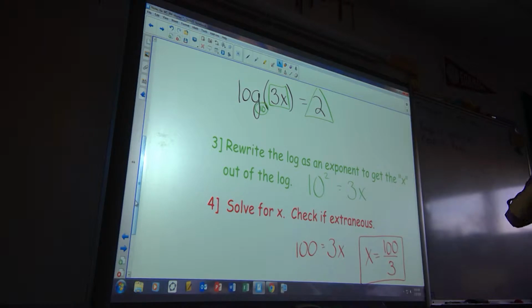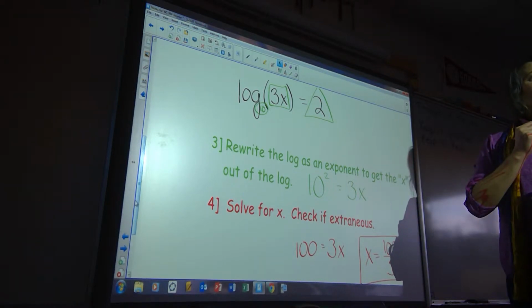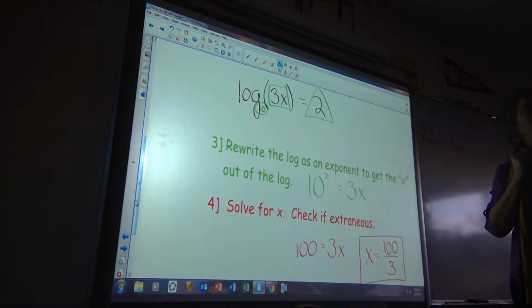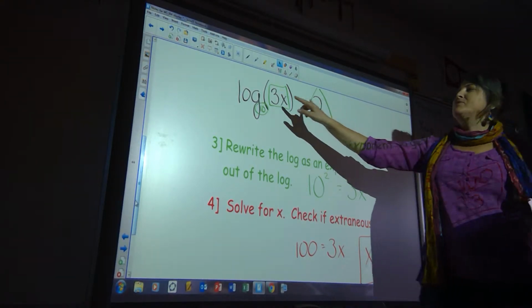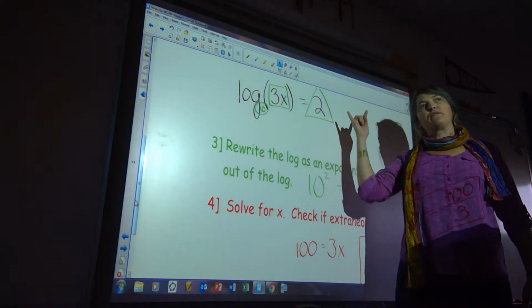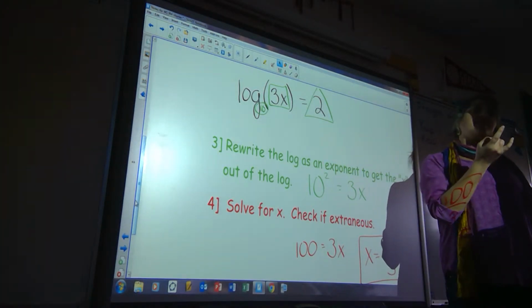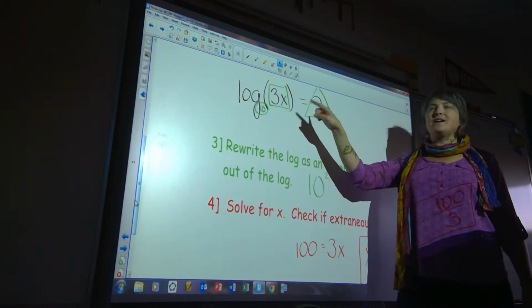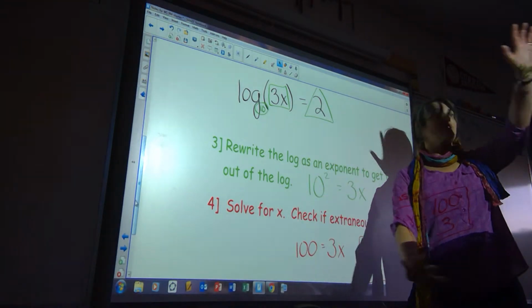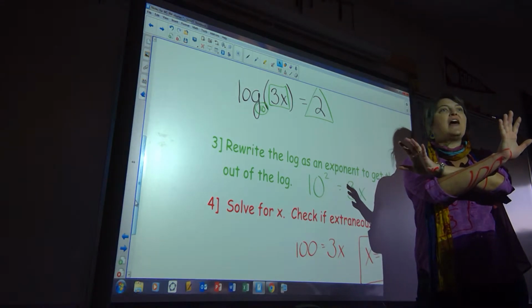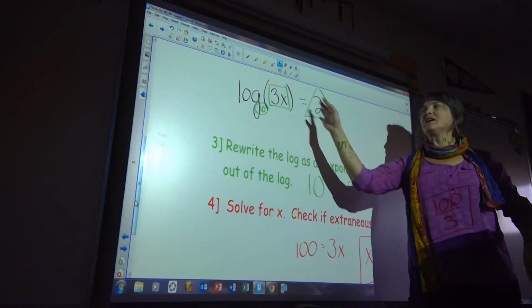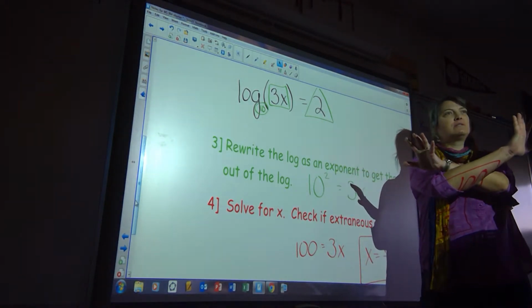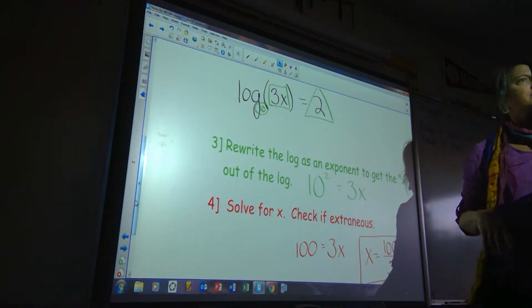Do you have to switch the 3 over, like put it 3 over 100, because you did an inverse? Rewriting it in its other form is a little bit different than creating an inverse. When we create an inverse, we would switch our variables, and that's where the opposite operations come in. Here we didn't do a switch of the variables. Does that make sense? Okay.